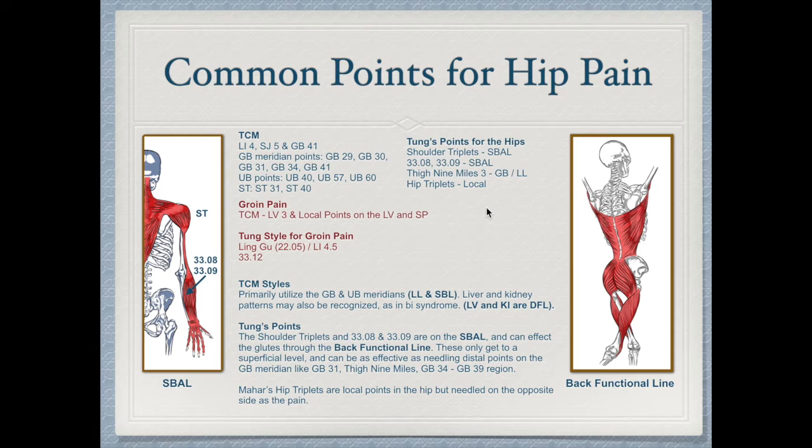But then when I started using the Tung points for the hips, it was fairly equivalent to what I was seeing with TCM. And in many cases, I found that TCM and needling local points like GB30 would give a better result when I first started practicing this.